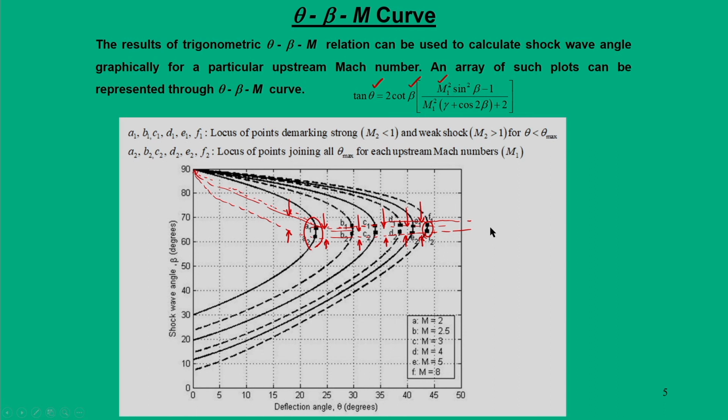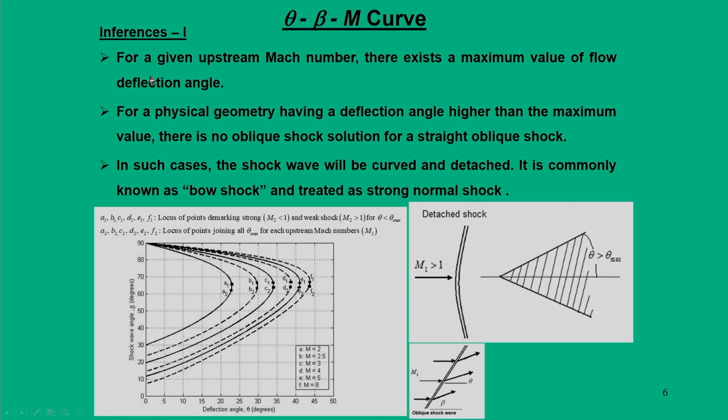Now, we will go back one by one and try to find out what the significance is. The first inference that we draw from this theta-beta-M curve is that for a given upstream Mach number, that is M1, there exists a maximum flow deflection angle. For example, for Mach 2, the maximum flow deflection angle is A2. For Mach 2.5, it is B2. Likewise, for Mach 8, the maximum flow deflection angle is F2.